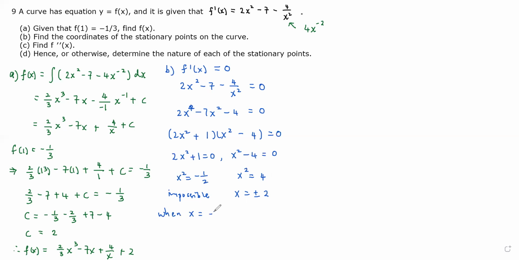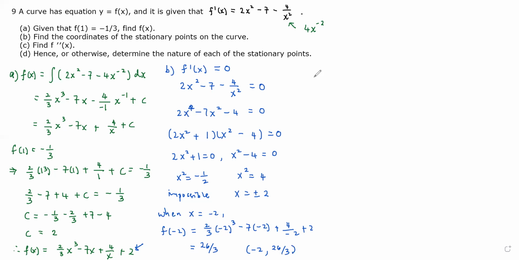When x is negative 2, then the y coordinate is f of negative 2. We substitute into this part here, f(x). So we have 2 over 3, negative 2 to the 3 minus 7, negative 2 plus 4 over negative 2 plus 2. And this is 26 over 3. So one of the stationary points has coordinates negative 2 and 26 over 3.